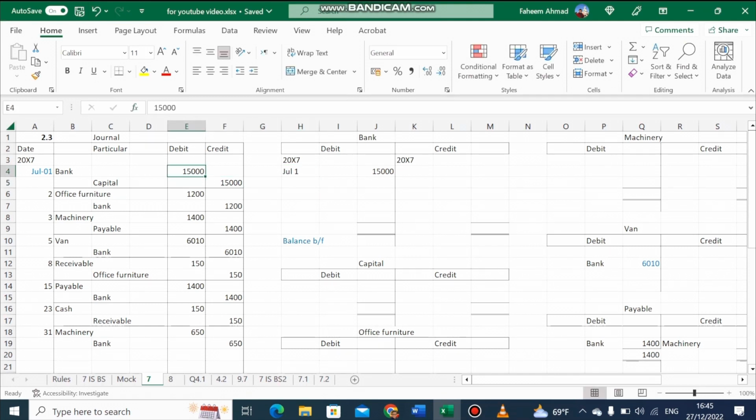Now next entry involving bank is on 2nd, so it's for 1200. I will post here 1200 and I will put date here, July 2nd. Next entry involving bank, there is a credit entry to bank 6010. So I will post here 6010, and it's on 5th of July. So I will post here for 5th of July.